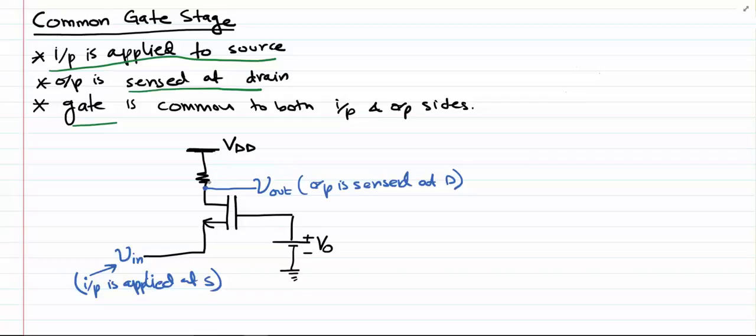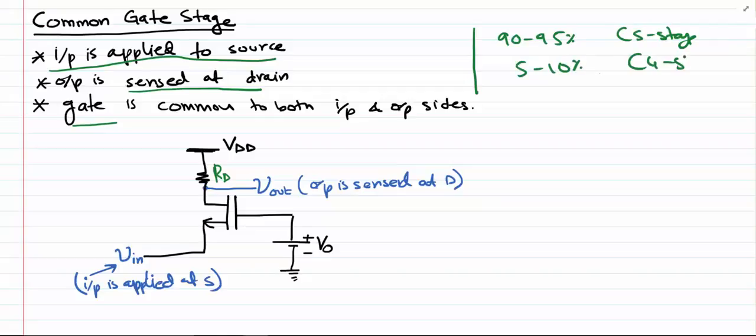Again, we can see that we have a resistor RD connected between VDD and the drain, and we sense the output from the drain terminal of the MOSFET. The input is applied at the source terminal of the MOSFET. There's a piece of information I'd like to share: in 90 to 95% of the cases we use the common source stage, and in the remaining 5 to 10% of the cases we use the common gate stage.